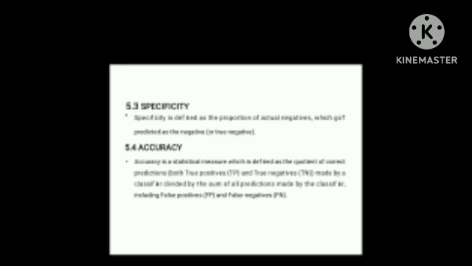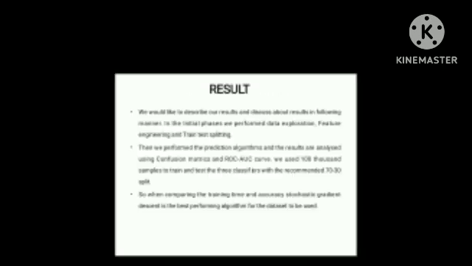Specificity is the proportion of actual negatives which got predicted as negative, or true negatives. Accuracy is a statistical measure defined as the number of correct predictions made by a classifier, true positives and true negatives, divided by the sum of all predictions made by the classifier, including false positives and false negatives.